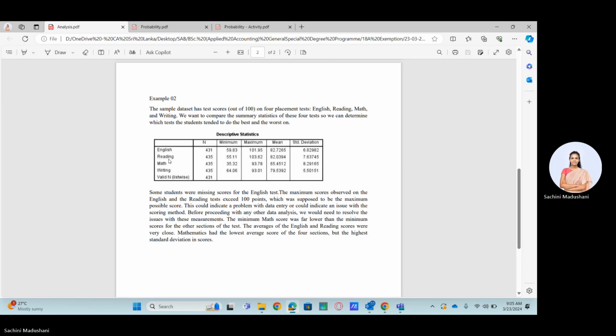Okay, it's clear. There are 4 subjects here, which means 4 groups. This is English, this is reading, this is maths, and this is writing. Then we can calculate the CV value of each category, then identify their variation and their consistency. This is the way we can write the descriptive analysis.